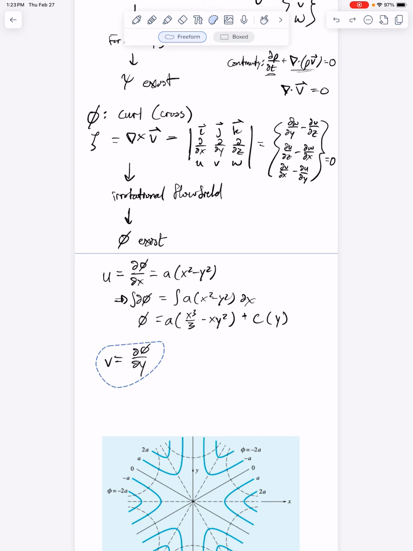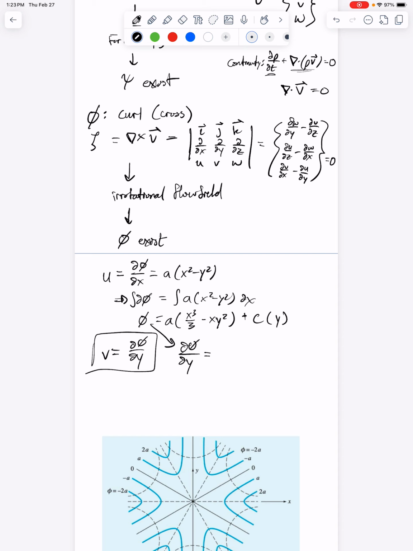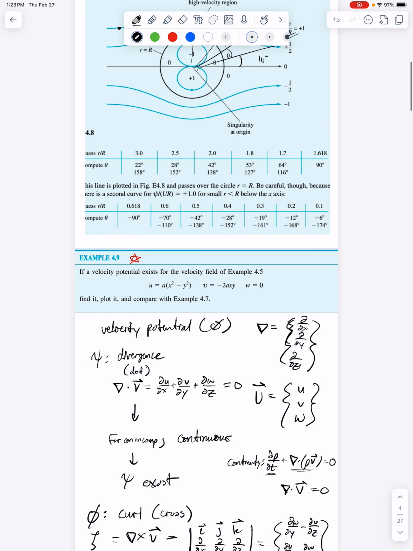As I said earlier, v is equal to the partial derivative of φ with respect to y. Therefore, if I take the partial derivative of φ with respect to y, what do I get? This first term here, x to the power of 3, as a constant, goes away. Minus xy squared would give me minus 2xy, times my constant of a, I forgot about that, plus c prime of y, because I derived with respect to y. And this is all equal to v. V being, I think it's up there earlier, but it should be negative 2axy. Shown right here.